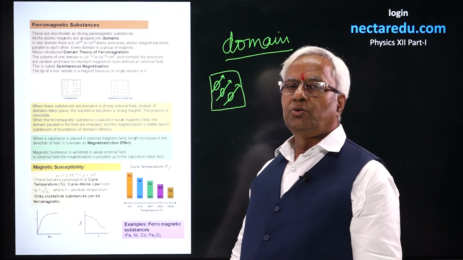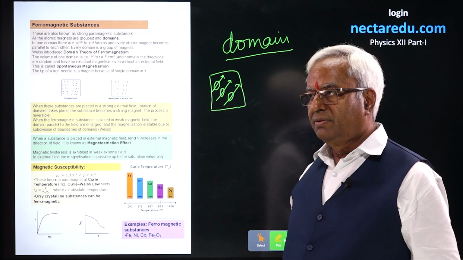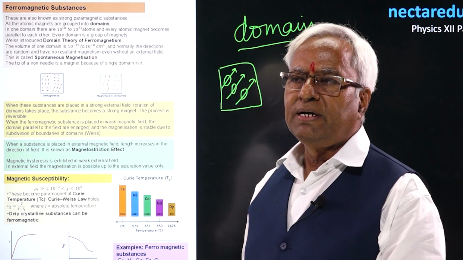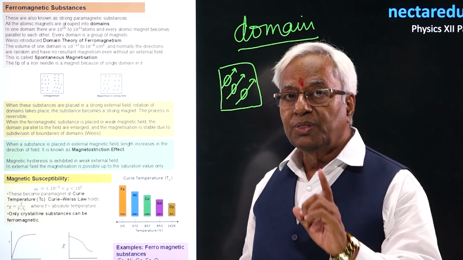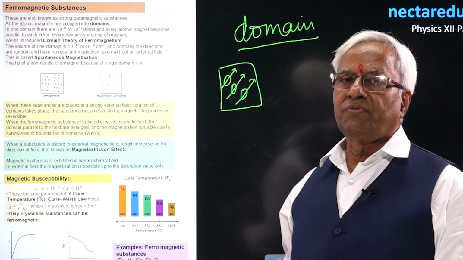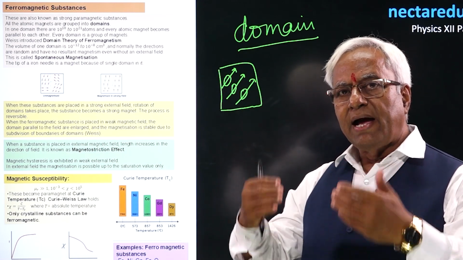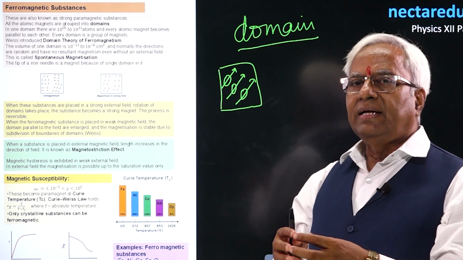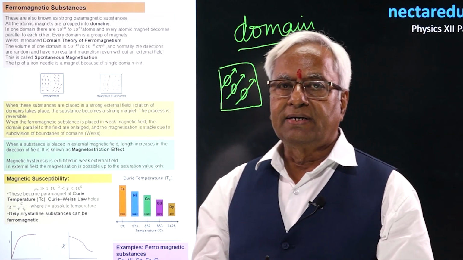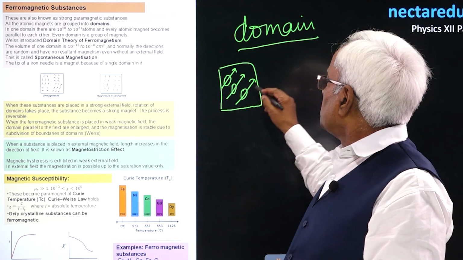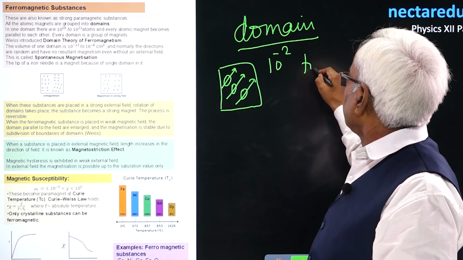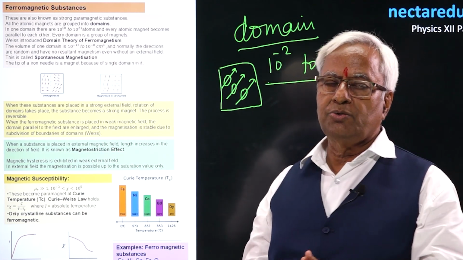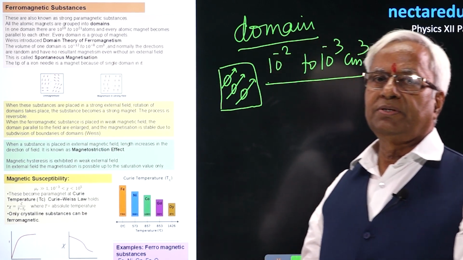But the thing is that these domains are not in one particular direction. In fact, they are randomly arranged. That's why the net magnetic moment is not of much value. Even then, in normal condition, we find that these domains, despite being randomly arranged, contribute to some magnetism, and that's known as spontaneous magnetization. These domains have volumes ranging to this order, 10 to the power minus 2 to 10 to the power minus 3 centimeter cube.